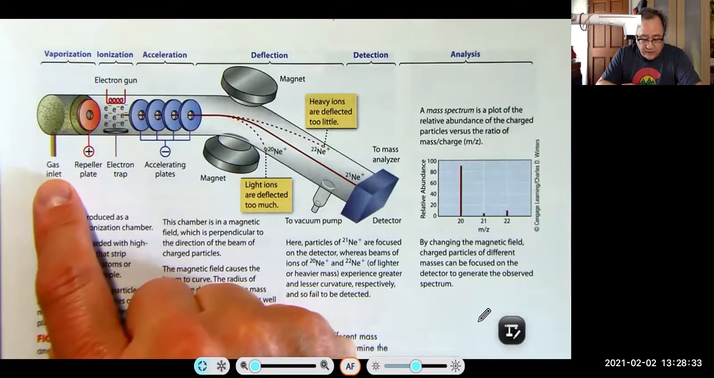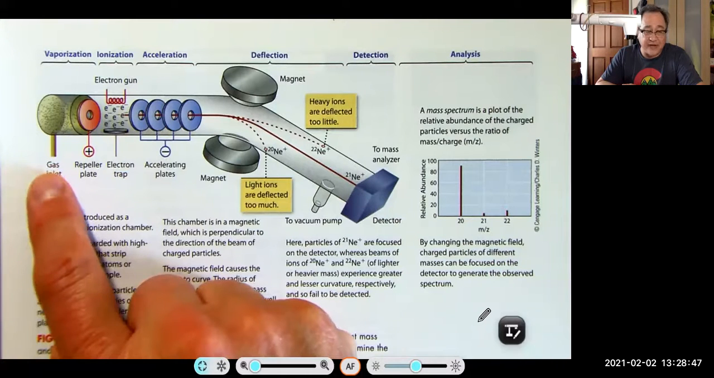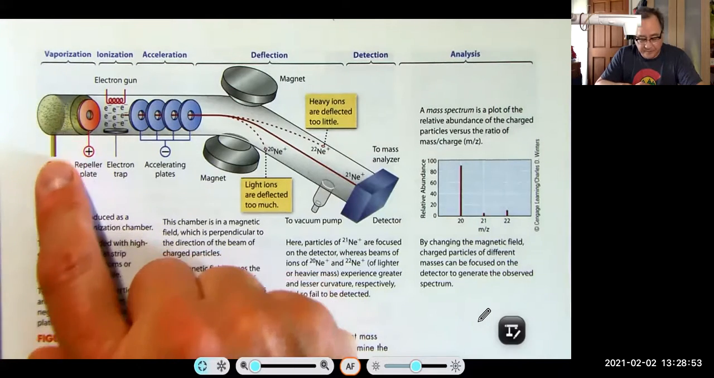So let's first talk about vaporization. When you submit a compound to mass spectrometry, you need to turn it into a gas. So if you have something that doesn't want to melt, it certainly doesn't want to turn into gas. And the way to make that happen is to use high heat or maybe a laser. But you turn the particle into a gas.